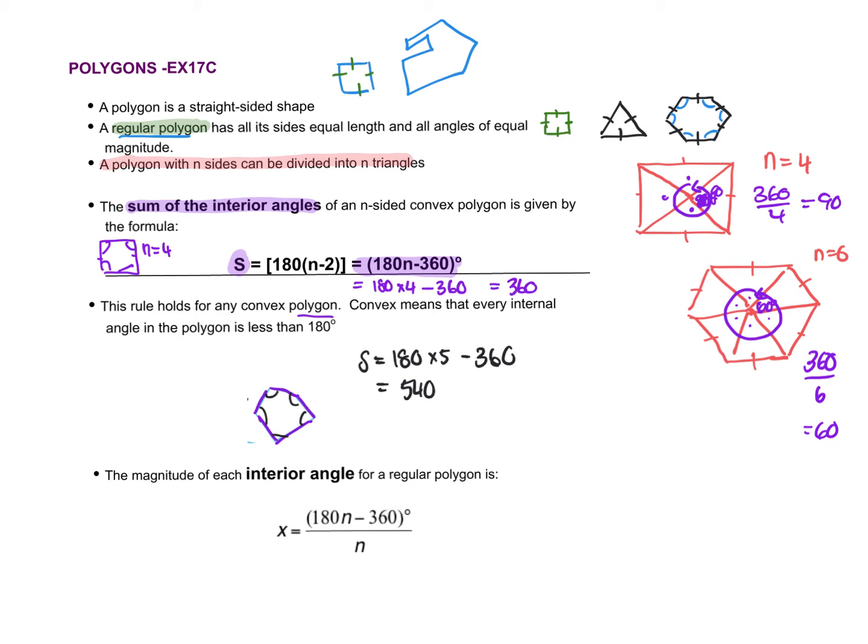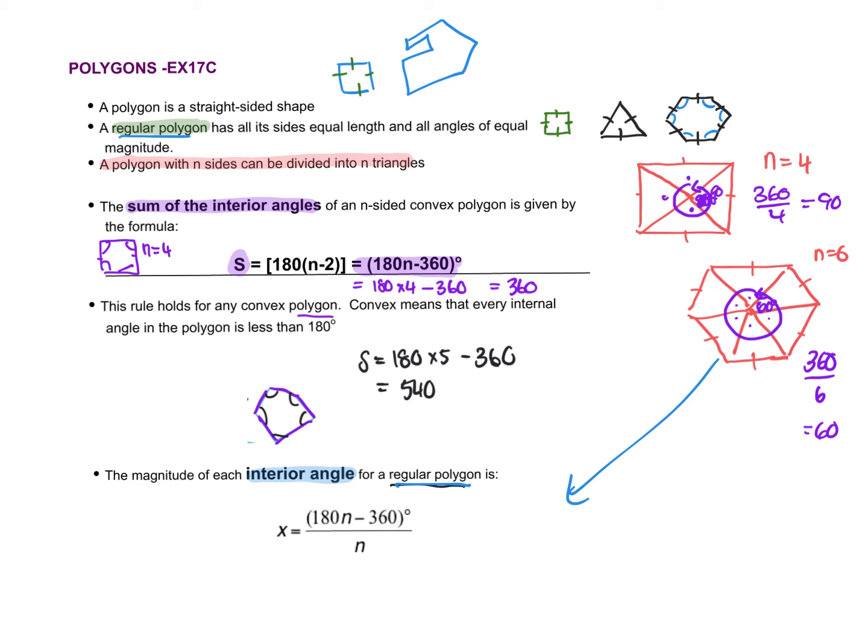Okay, so that's the interior. Then there's also a formula for the sum of all of them. But there's also a formula if you just want to find one, if it's a regular polygon. So say I'll use this hexagon example again.